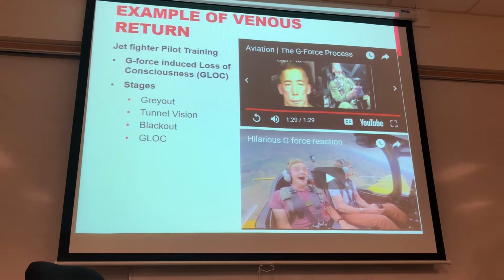The next thing we lose is tunnel vision. So we see the loss of our peripheral vision, and our only focus is that of the macula lutea. That's our central vision. So everything starts to close up, and they can only see centrally. The next is blackout, where there's a complete loss of vision. They can still hear everything, they're still conscious, but they just can't see. And the last is G-LOC, loss of consciousness.